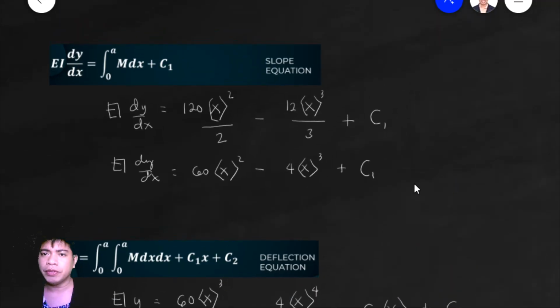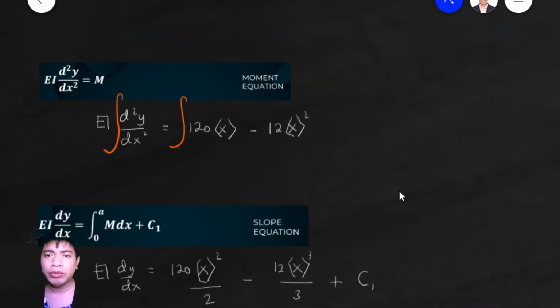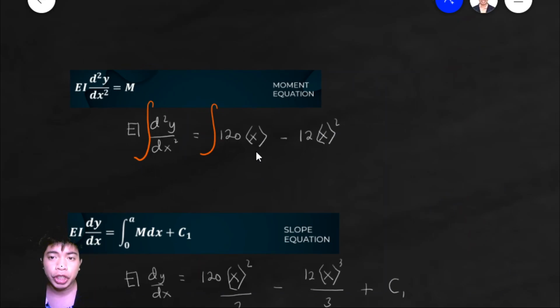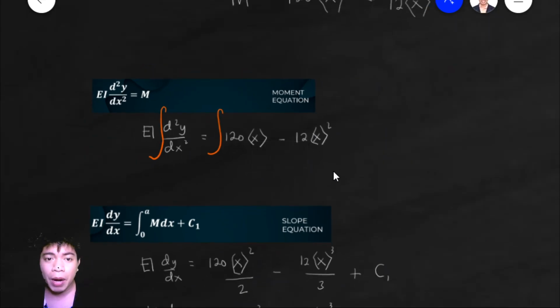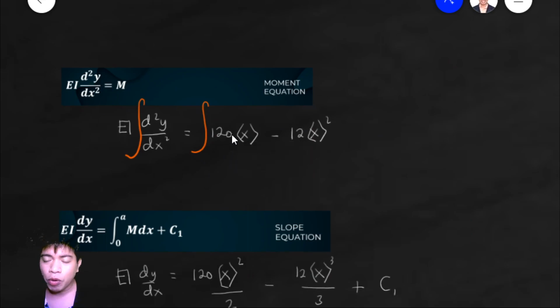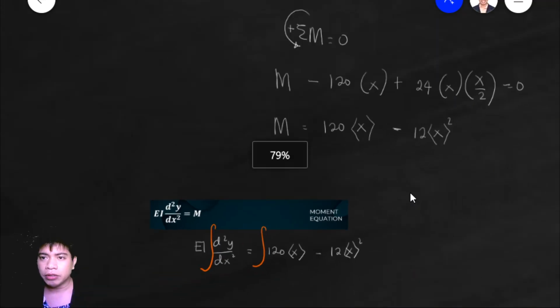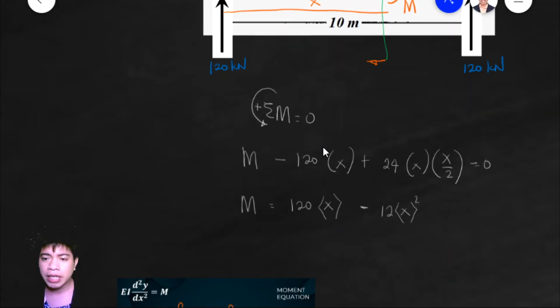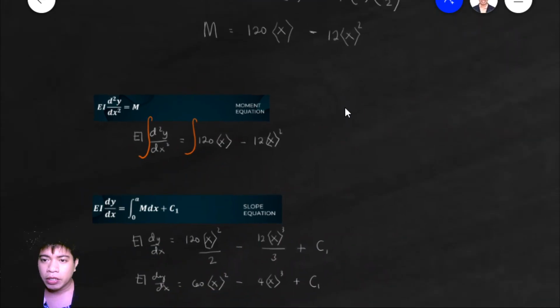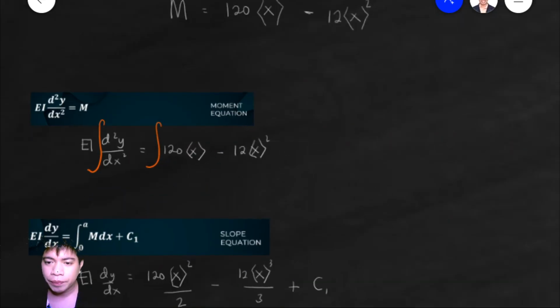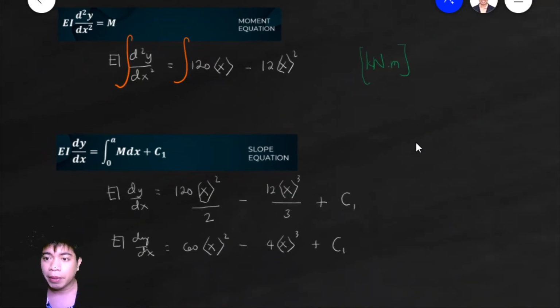Okay, so before we move on, guys, let's put the unit of each term of our equation. Take note, this is the moment equation, so we are talking about moment: force times distance. The 120 is a force, 120 kilonewtons times x. That is the moment. So the unit in this moment equation is kilonewton meter. I want to put the unit here so that later we won't get confused in converting.